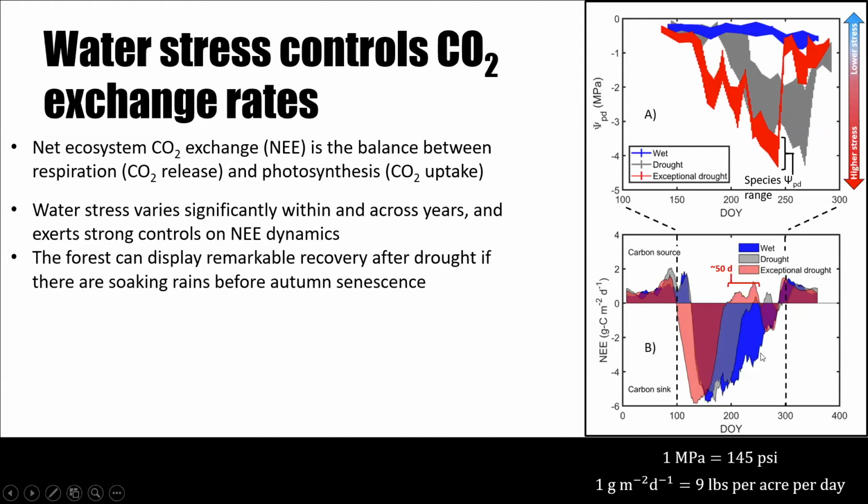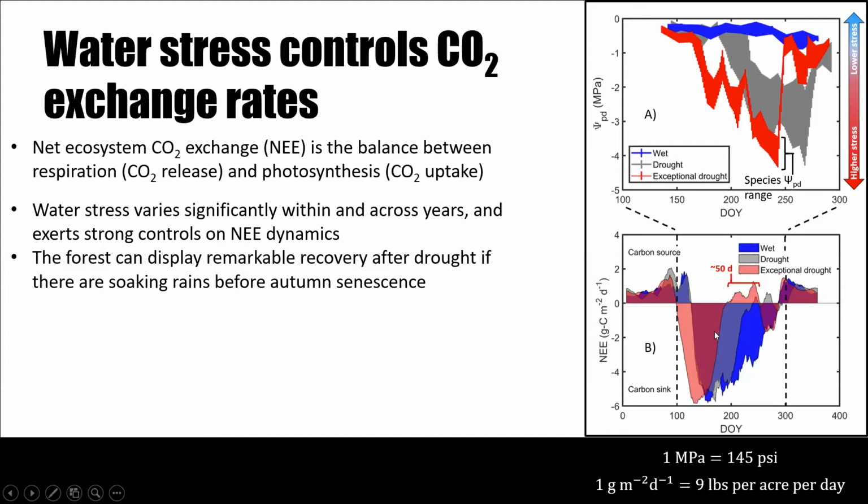And the big effect that our droughts have here in Missouri is compressing the duration of that net carbon uptake period. So you'll notice that the width of the time period here where it's spending below the zero, or in the negative numbers, decreases as we go into the gray drought year, and particularly during that exceptional drought year.